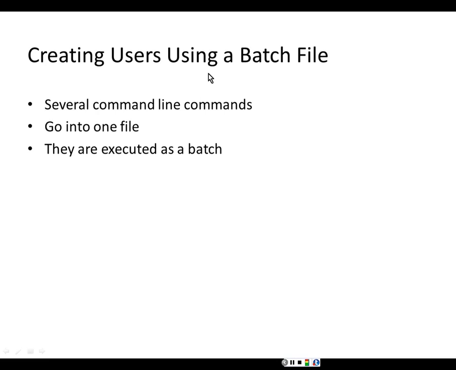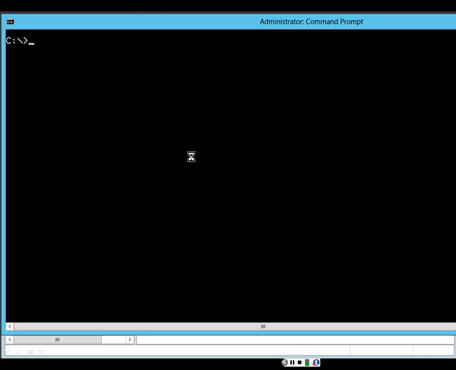Another way to make users in an organizational unit is to use a batch file. When you create a batch file, several command line commands go into one file, and then all of those commands are executed at once as a batch. So here's how you would create a batch file.